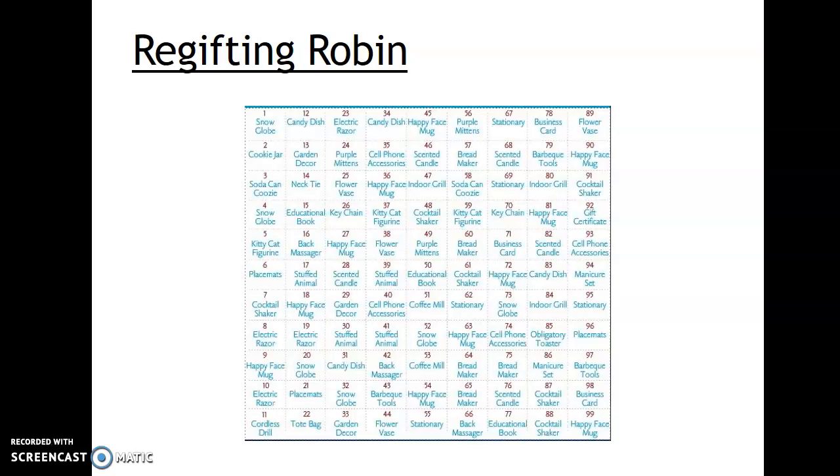Once you've got that number picked out, you're going to subtract the number's digits from the number itself. Where I picked 86, I would subtract away 8. I would also subtract away 6. So 86 minus 8 leaves me at 78. 78 minus 6 drops me at 72. Then I go look at number 72 in the chart, and that's the gift that Regifting Robin would have handed to me. In this case, a happy face mug. So take a moment, work through your own calculation, and enjoy your happy face mug too.